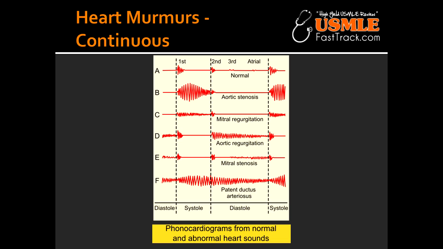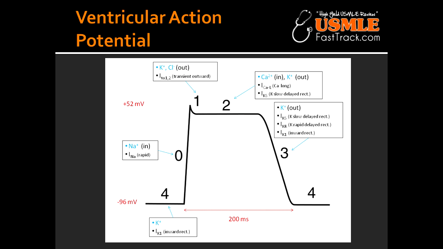What is the best area to hear the PDA? The PDA can be best heard at the left infraclavicular area. Ventricular action potential. Along with the ventricles, where else does this action potential happen? This type of action potential also happens in the bundle of His and the Purkinje fibers.